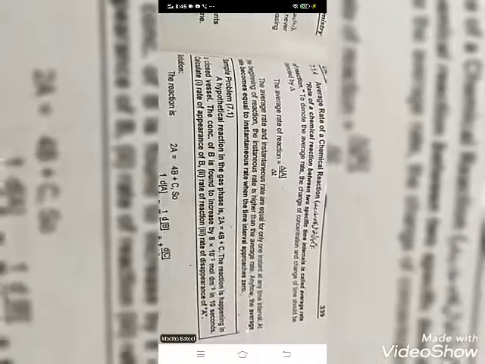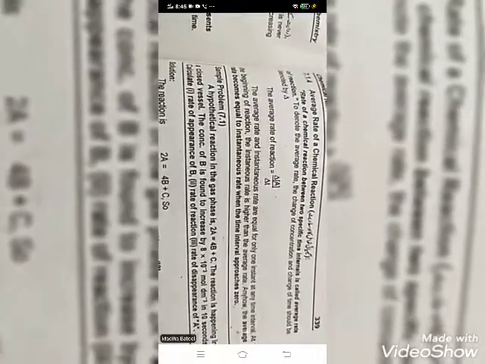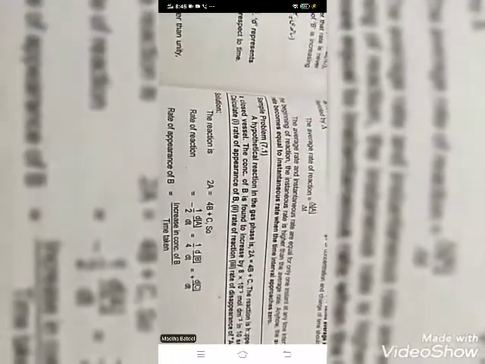Average rate and instantaneous rate are equal for one instance at any time interval at the beginning of the reaction, at the start. The instantaneous rate is always higher than the average rate, but the average rate can be equal to the instantaneous rate when the time interval is zero at the start of the reaction, meaning when we are just starting the reaction, the concentration is zero.